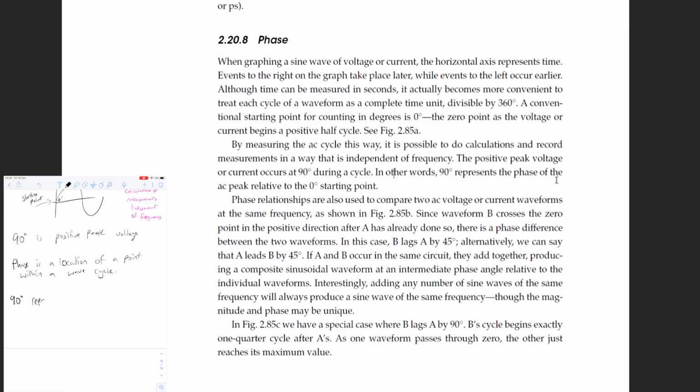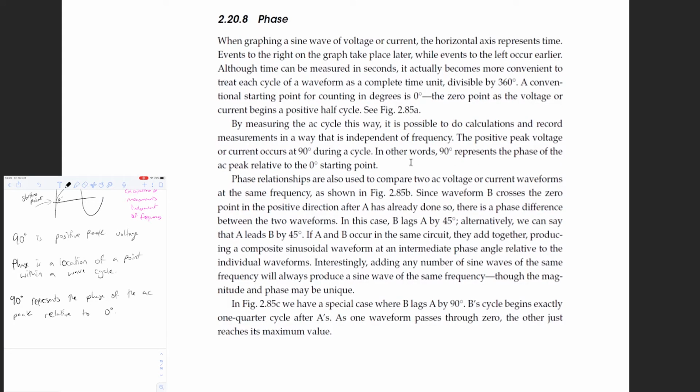So 90 degrees represents the phase of the AC peak relative to zero. Relative to zero. 90 degrees represents the phase of the AC peak relative to zero. Yep. Okay. All right. I got it.